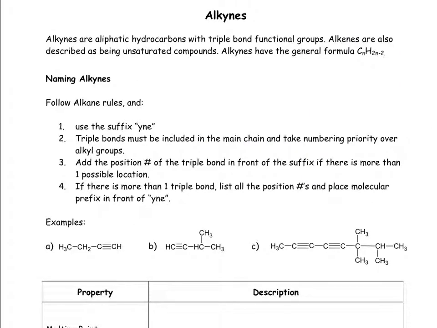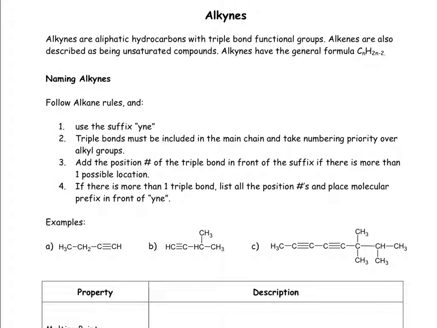Alkynes are aliphatic hydrocarbons with triple bond functional groups. Alkynes are also described as being unsaturated compounds. Alkynes have the general formula CnH2n-2. The reason being, for every triple bond that you add to an alkane, you have to remove 4 hydrogens.